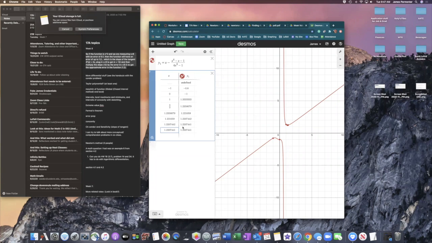So this is problem 23 from section 3.8. If I look at the answer, sorry, 1 second. Section 3.8, 23. Yeah, we're right on. It is 1.220744. Cool.